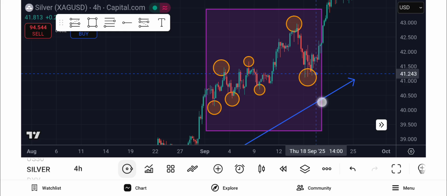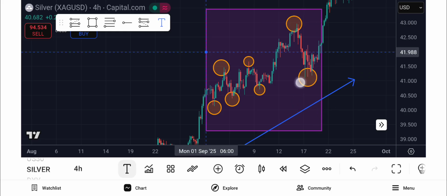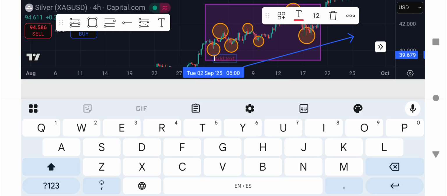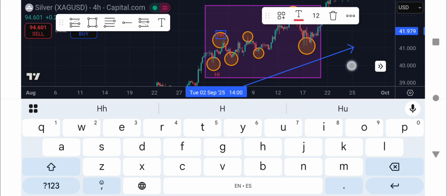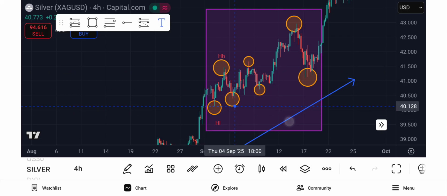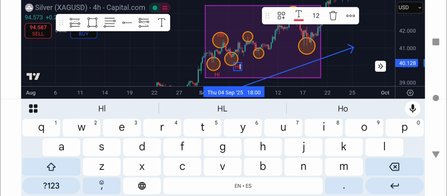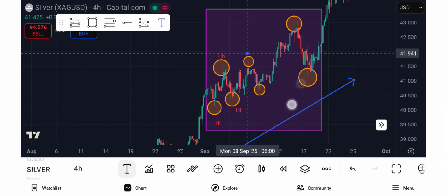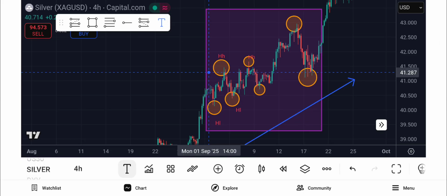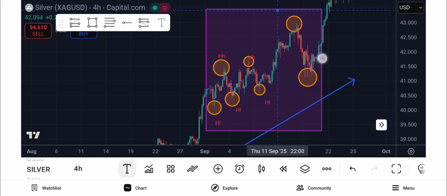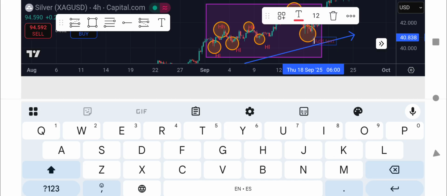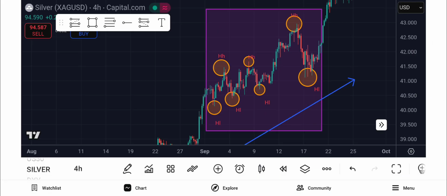Then you go ahead and form this one. This will be a high. So let me just mark it: higher low, high, higher low, higher low, higher low. Okay, so that's how you know that it's making a bullish trend.